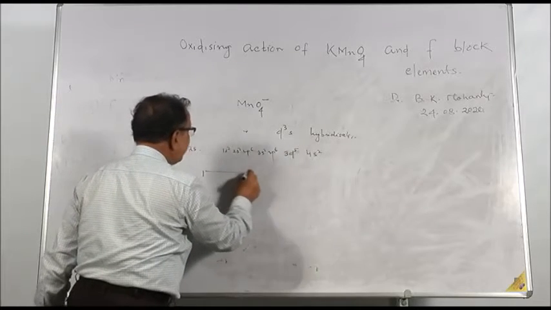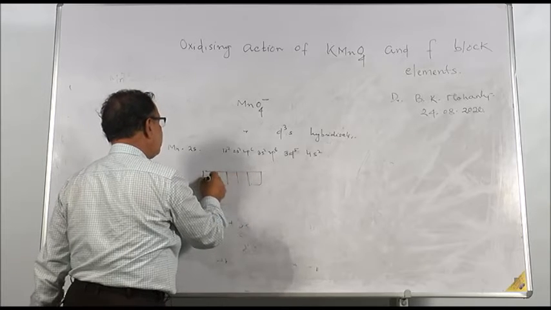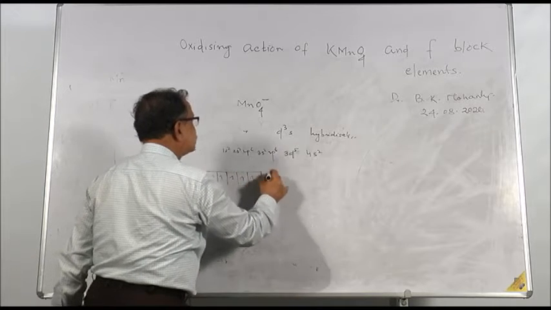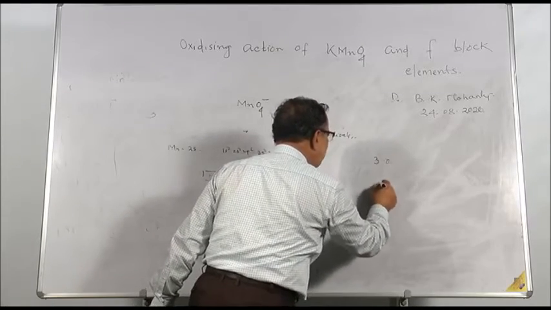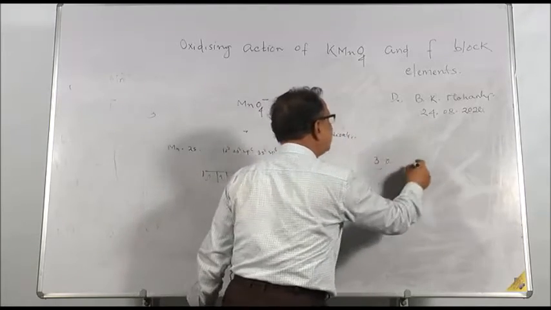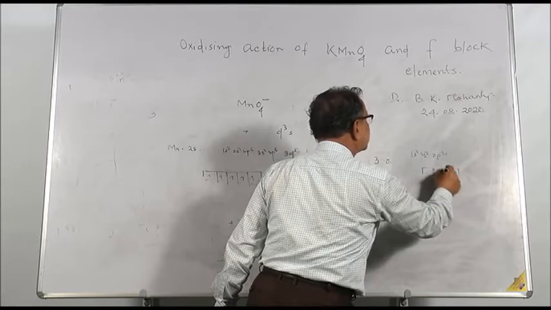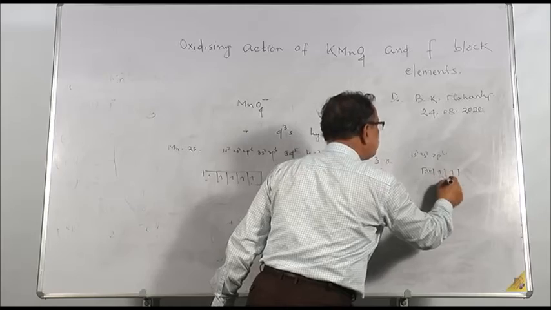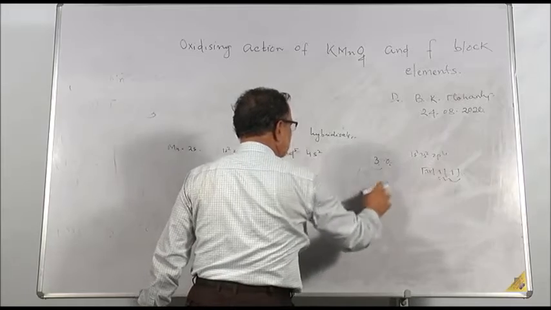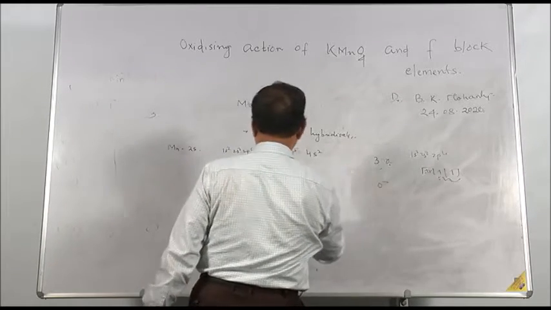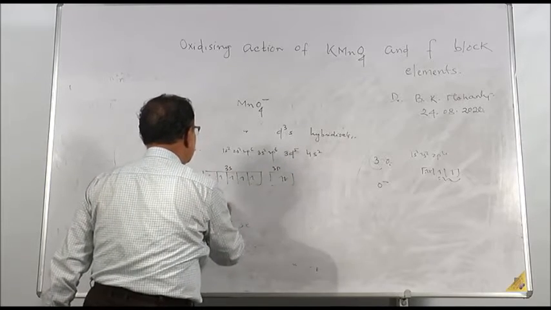So first we write 3d5, then 4s2. Since it contains MnO4 minus, that is 3 O and 1 O minus, each oxygen requires 2 orbitals because of 1s2, 2s2, 2p4. So 7 unpaired orbitals are required, so one electron from 3s and 3p is promoted.